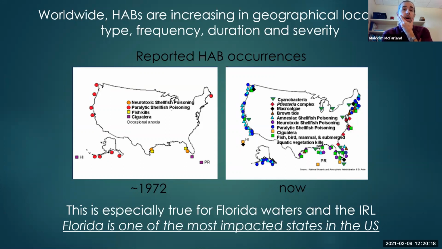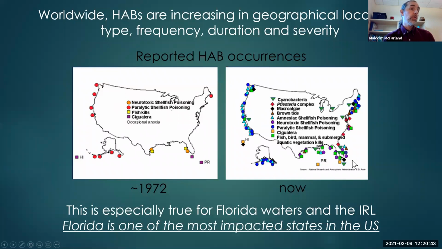So as I said, harmful algal blooms seem to be increasing. Nationally, this shows the difference between 1972, so a while ago now, 50 years ago, there were a handful of sightings around the coastal US. It wasn't unheard of, but it wasn't terribly common.